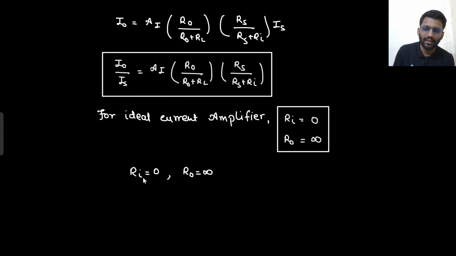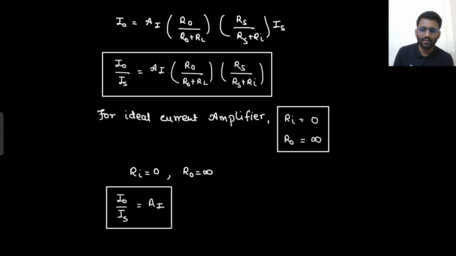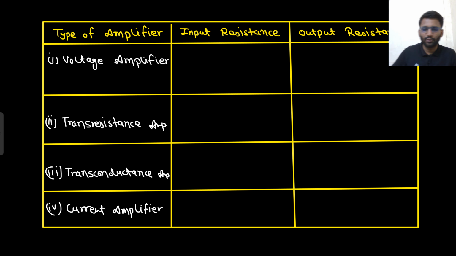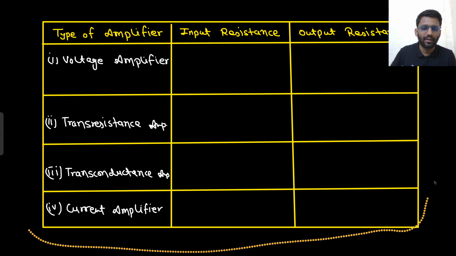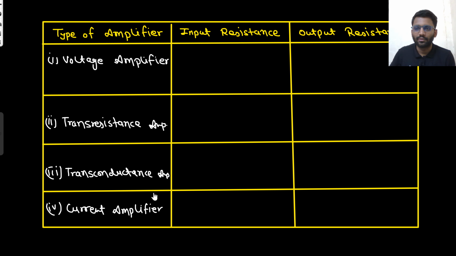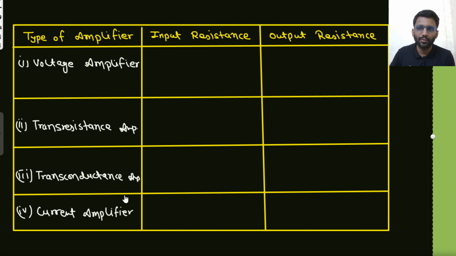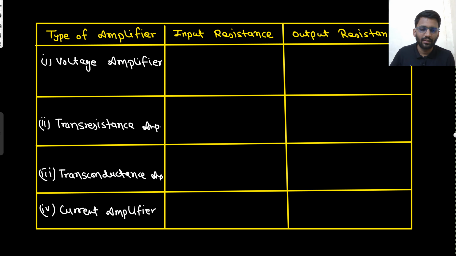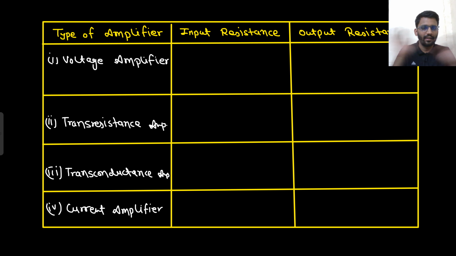So if Rin is 0, R0 is infinity, what will be your I naught by Is? I naught by Is would be AI only, right? Because R0 is infinity, Rin is 0, so this will be 1, this will also be 1. So I naught by Is would be AI only. Well and good. So these are the 4 kinds of amplifiers. Now we will write down the values, what should be the input resistance and what should be the output resistance for a particular amplifier, right? You should be able to tell me the final answer without even looking at anything.